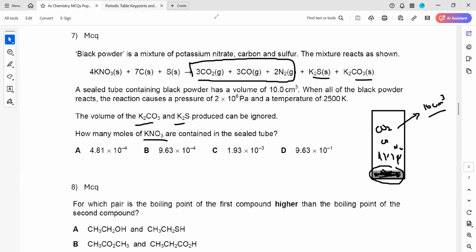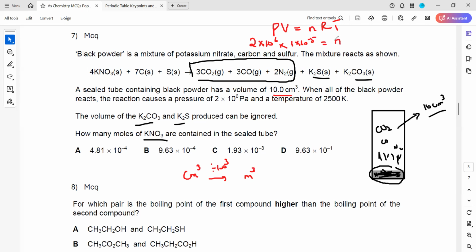So how do we work out the total moles of the gas? We use the formula PV = nRT, where P is the pressure of the gas, which is 2 times 10 to the power 6. V is the volume, but the volume is in cm cube, so we have to convert it into meter cube. To convert cm cube to meter cube, we divide by 100 cubed, or 1 million. So 10 divided by 1 million is 1 times 10 to the power minus 5.